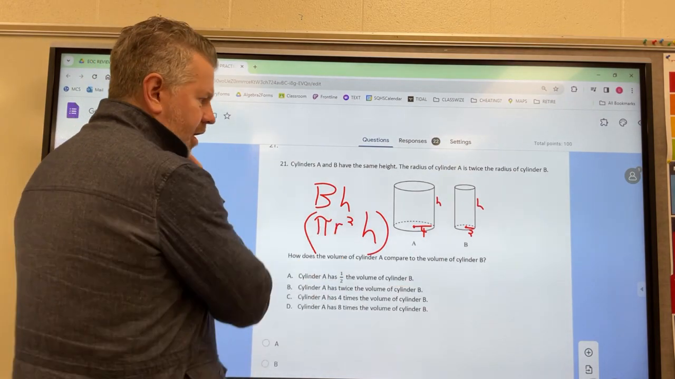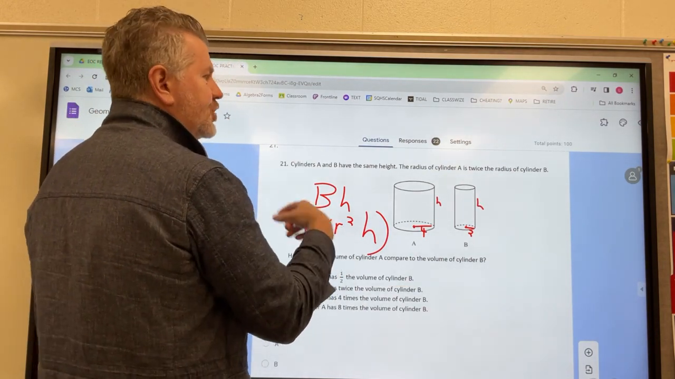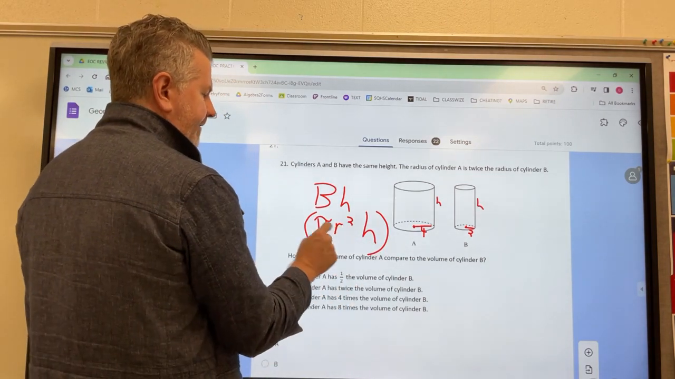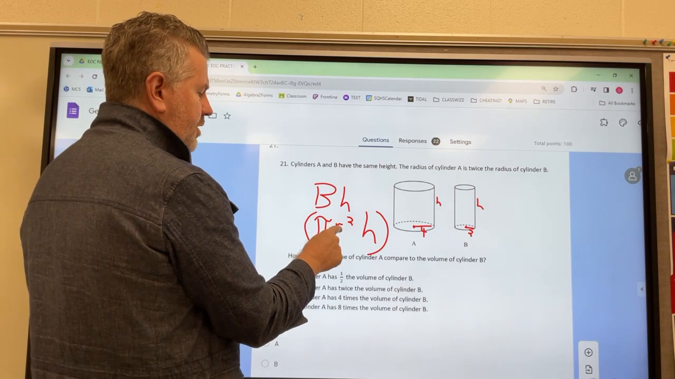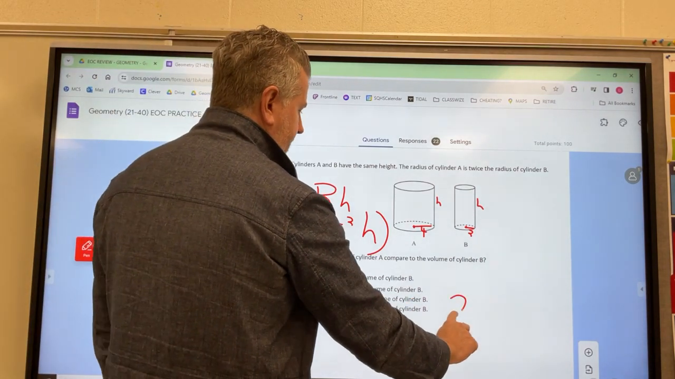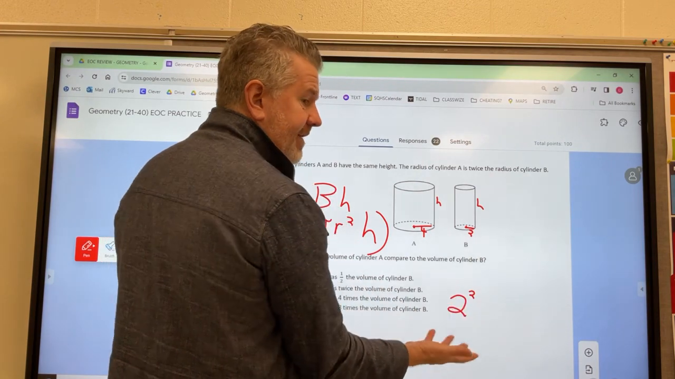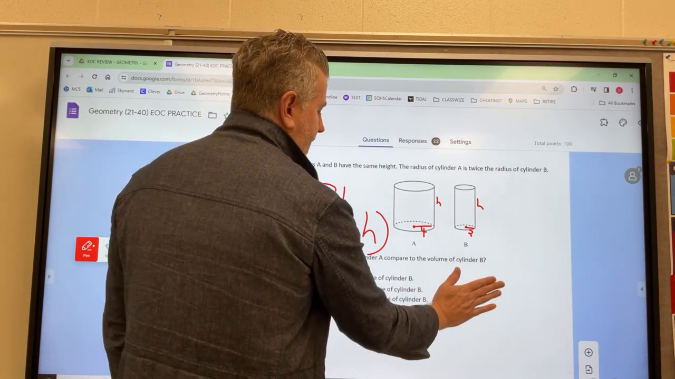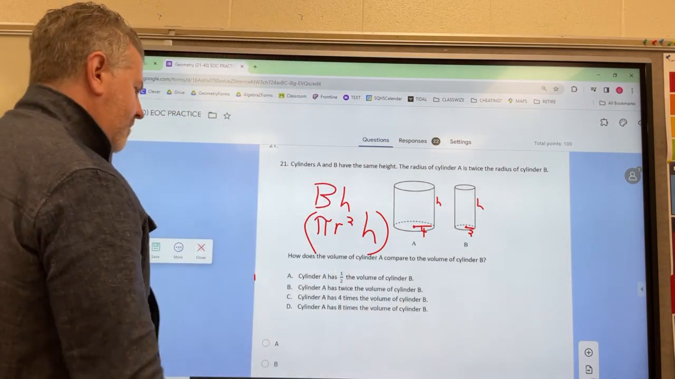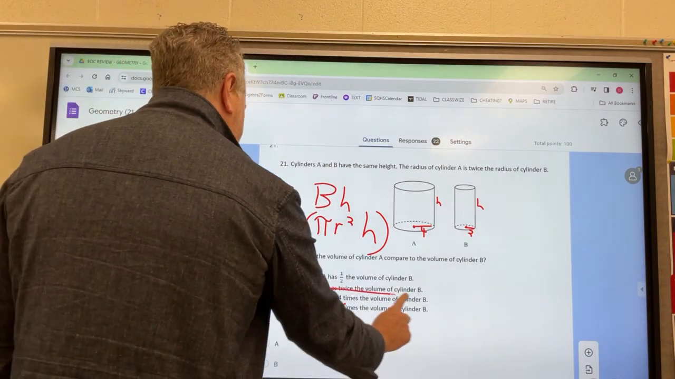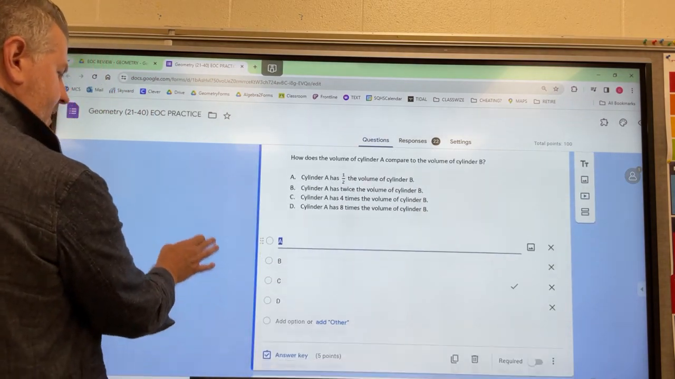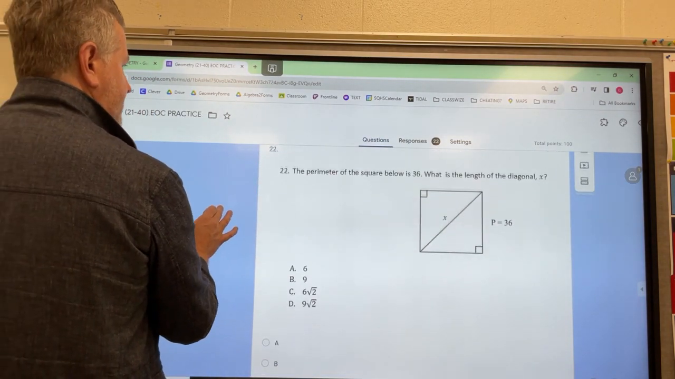But we know that r is twice the value. H stays the same. So if r goes from a 2 to a 4, then the volume goes from 2 squared in the equation, which is 4, to 4 squared, which is 16. That would be 4 times the volume of cylinder B. So that one was not the easiest one in the whole bunch. It actually wasn't too bad at all.